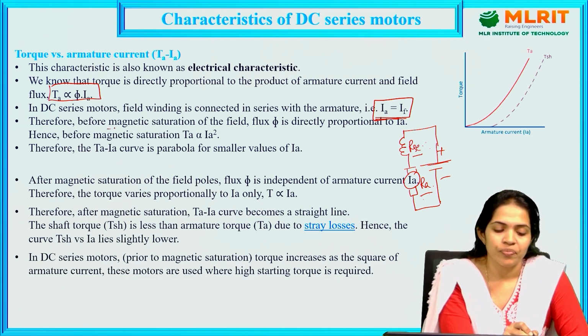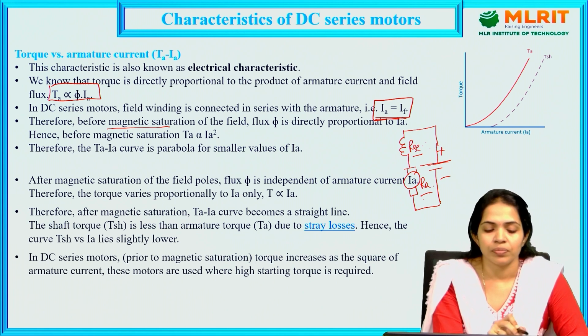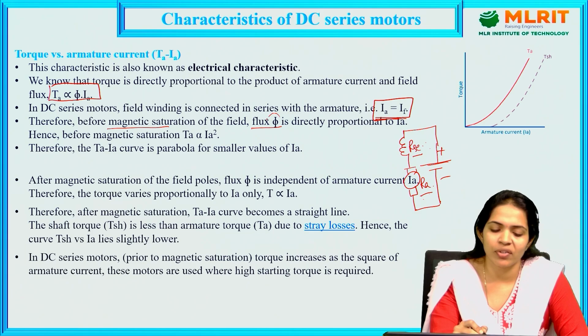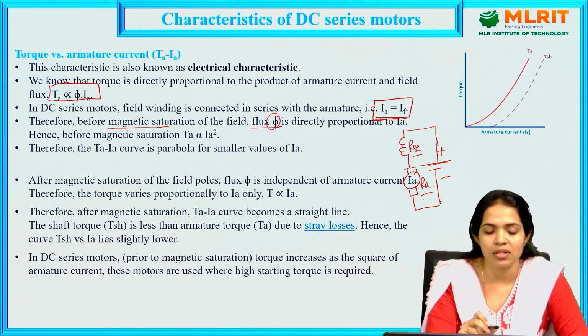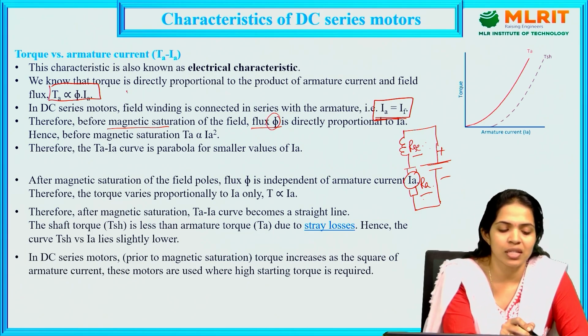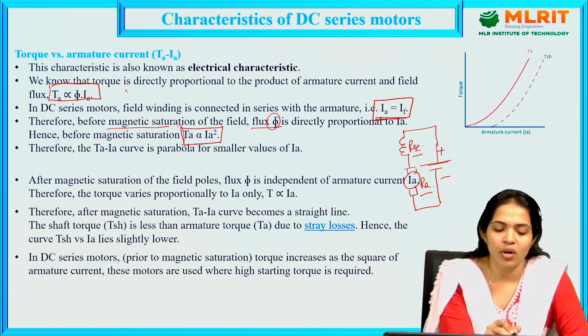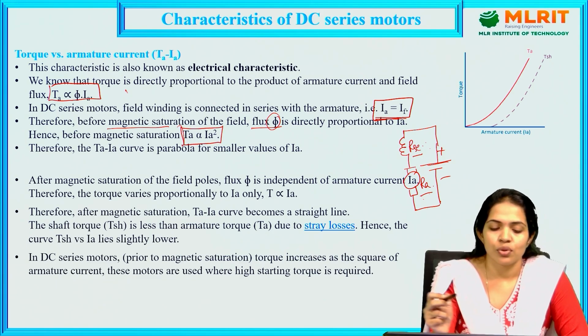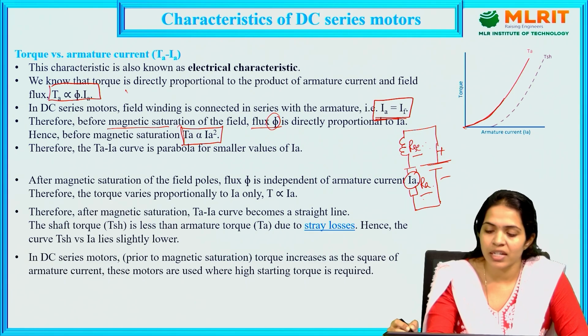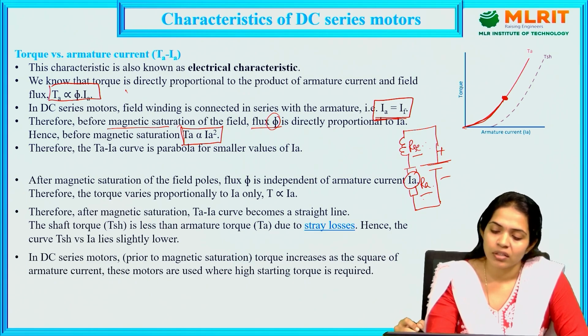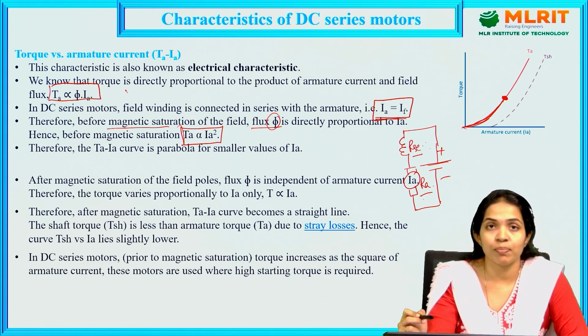Therefore, before magnetic saturation of the core, the flux phi is directly proportional to Ia. That is, with the increase in flux, the armature current increases. From the torque equation, we can say that the armature torque is now proportional to Ia square. Until the saturation, let us consider this is the saturation point of the core. Till here, the curve represents a rectangular hyperbola. That is, the armature torque is proportional to the square of the armature current, T is proportional to Ia square.